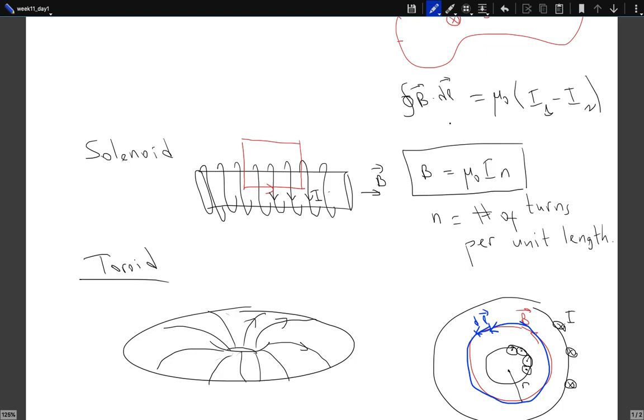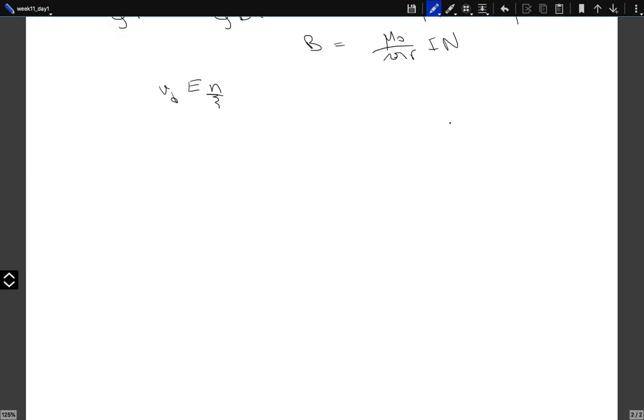So what do we do if we have a problem that doesn't have this symmetry? Then we have the Biot-Savart law.